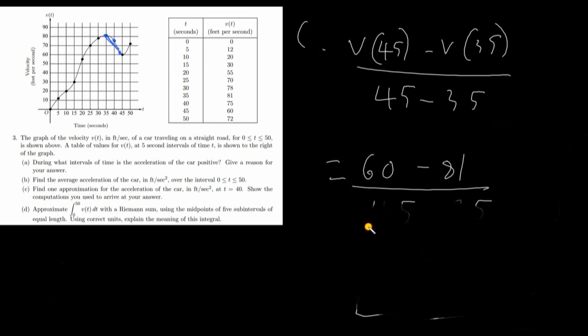Finally, part B. Approximate the integral from 0 to 50 of the velocity as a Riemann sum. So they're just asking us to approximate the area under the curve here from 0 to 50 using a Riemann sum with midpoints of 5 subintervals of equal length. So since we're going from 0 to 50, if we're going to split this up into 5 different groups, each group is going to be 10 in length.